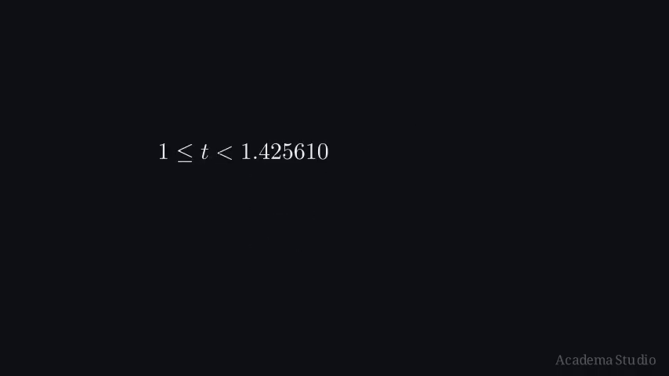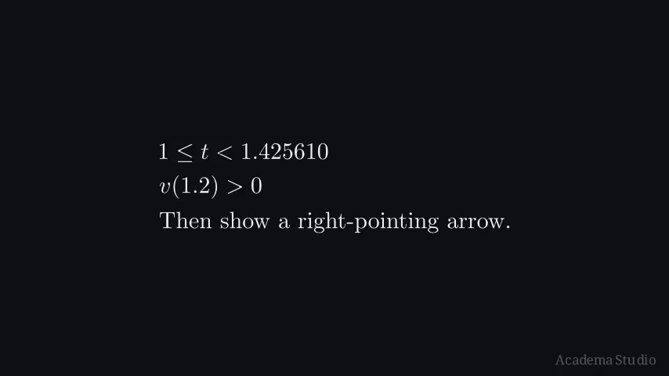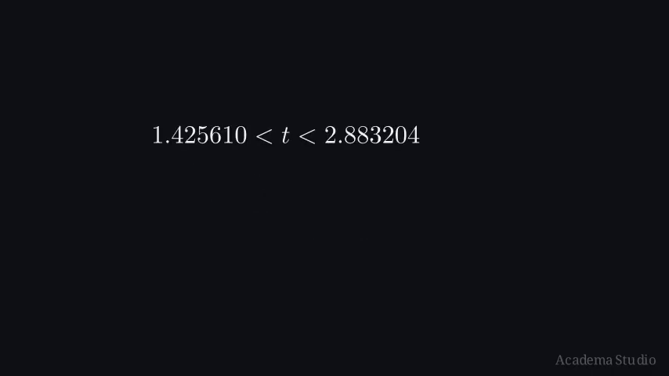On the first interval, the velocity is positive, so the particle moves to the right. v1 is greater than 0. Then show a right-pointing arrow. On the middle interval, the velocity is negative, so the particle moves to the left.